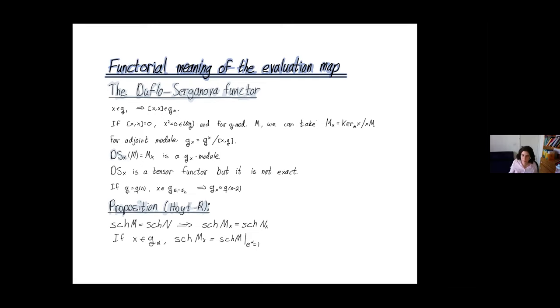So first of all, if it's not exact, nobody said it's going to act on the Grothendieck ring. However, we showed, Crystal Hoyt and myself, that even though it's not exact, it actually acts on super characters. So the two modules can be different. Their Duflo-Serganova functor will be different, but it will have the same super character.